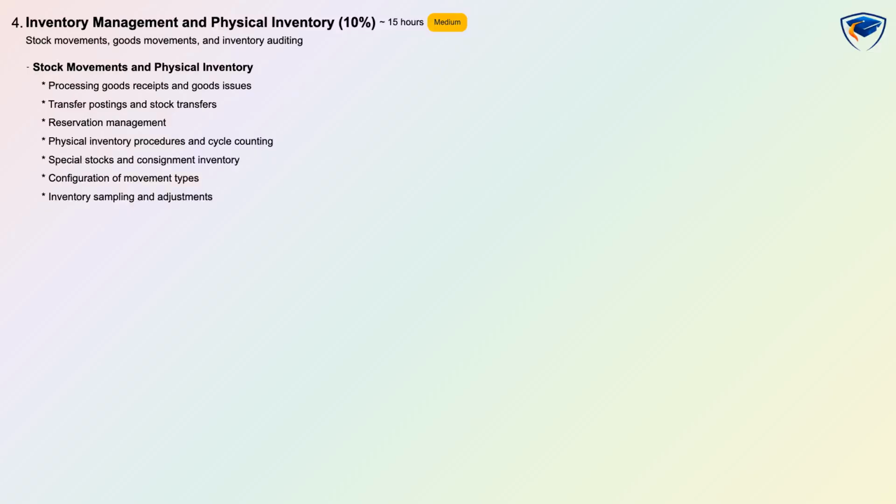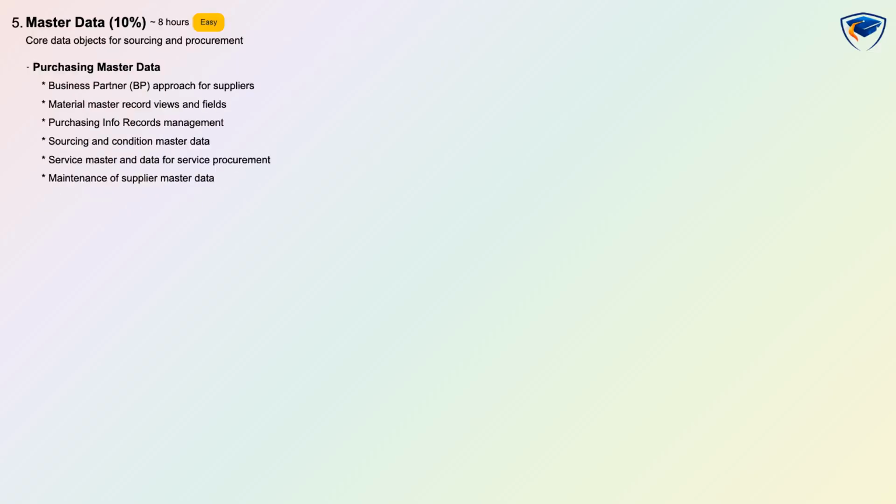You will practice processing goods receipts and goods issues, transfer postings and stock transfers, reservation management, and physical inventory procedures including cycle counting. The syllabus also covers special stocks and consignment inventory, configuration of movement types, and inventory sampling and adjustments.